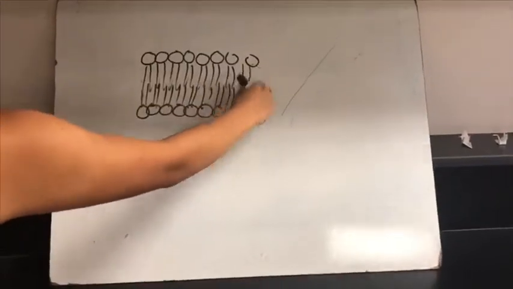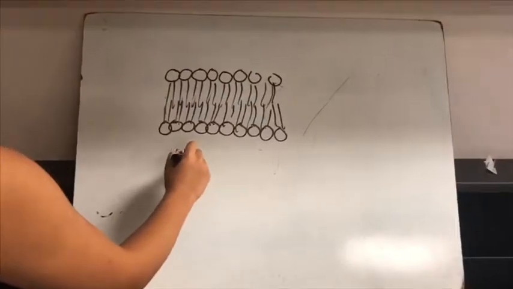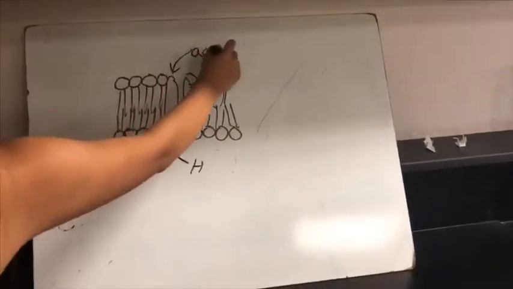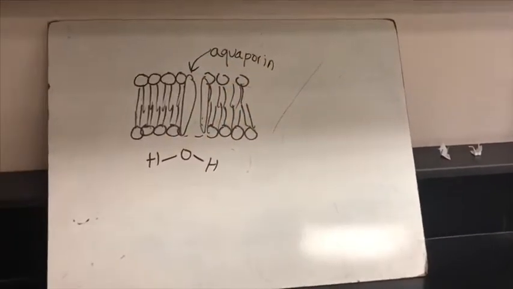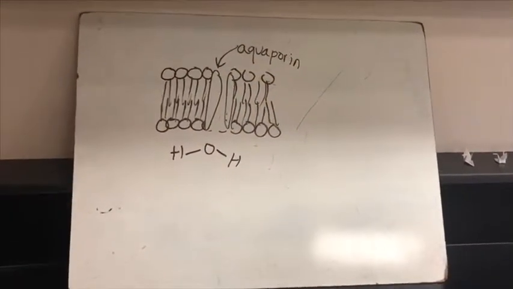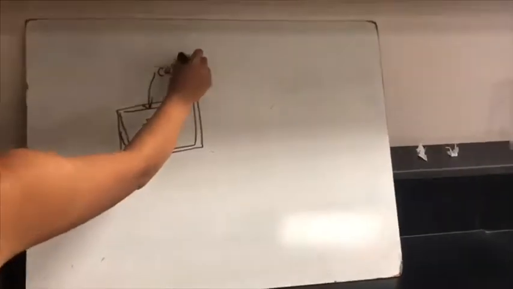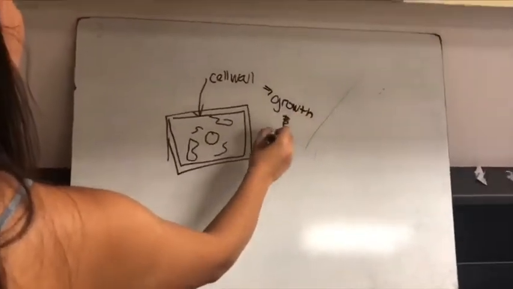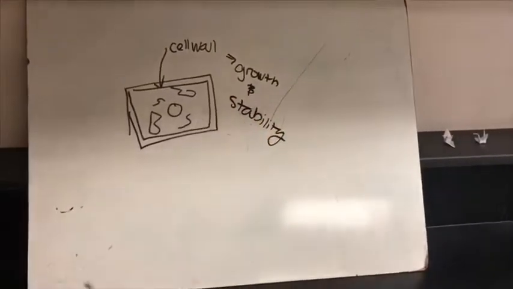So water usually can osmose through the cell membrane slowly, even though it's polar, because it's so small. However, there's a special channel protein called an aquaporin that helps transport water more quickly through the membrane. The cell wall is a structure only found in plant cells that provides strength and support to the cell and also controls the direction of growth.